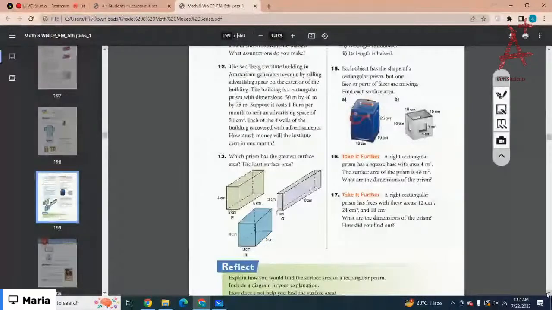Then you have a right rectangular prism with a square base of 4 meters square. The surface area of the prism is 48 meters square. What are the dimensions of the prism? 4 meters square is the area of the square base. The surface area of the prism is 48 meters square.